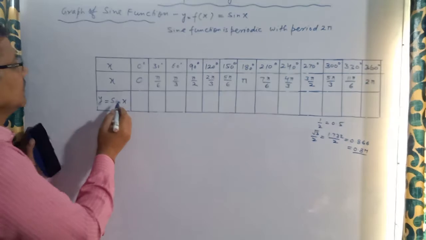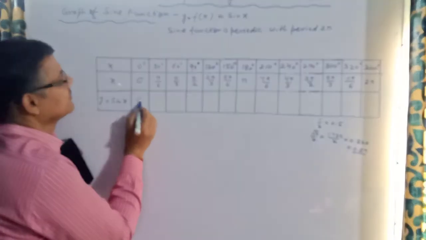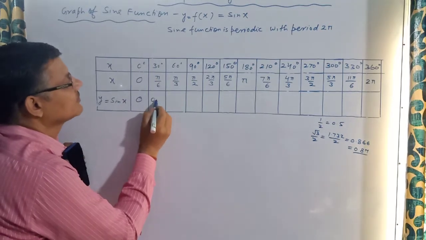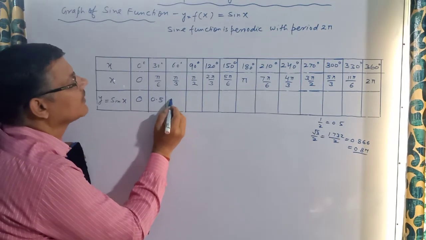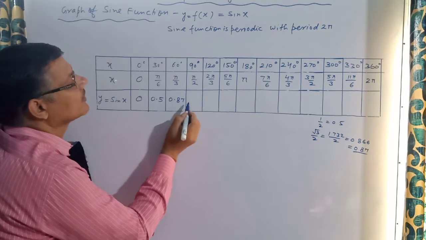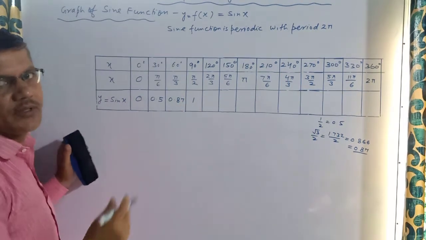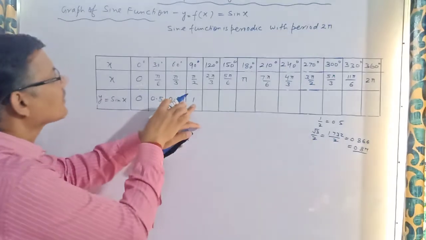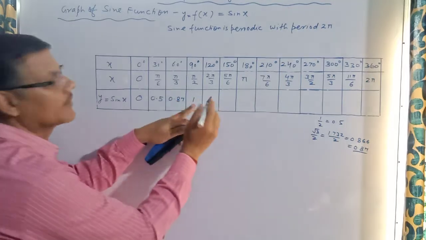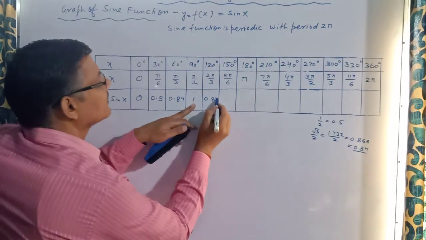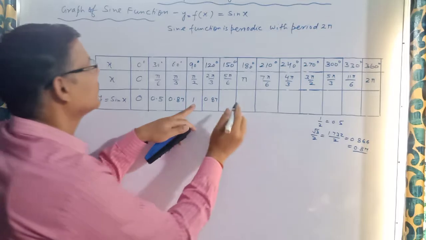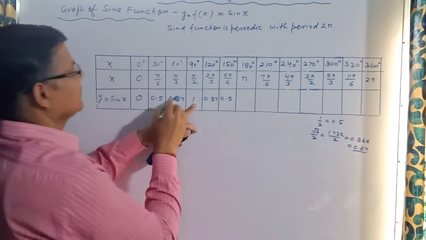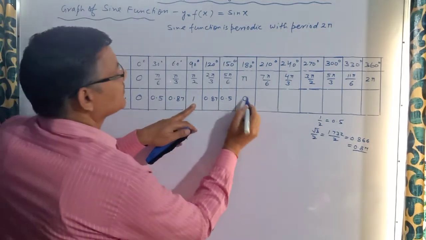So write the values. It is 0. The next one is 30, sine 30 is 0.5. Then it is 0.87 and it is 1. Now in the second quadrant, sine is also positive. So it is 1, then write the same values in reverse order. It is 0.87, or we can calculate by the earlier rule. Then it is 0.5. It comes here, it is 0.